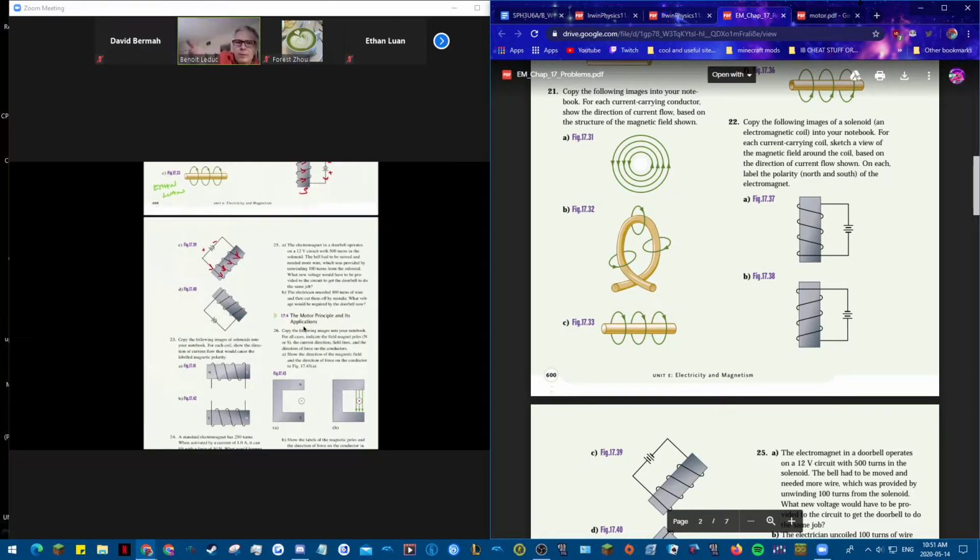So you wrap it. This is north and this is south. Same thing like this here. So it goes like this, and then it goes back.